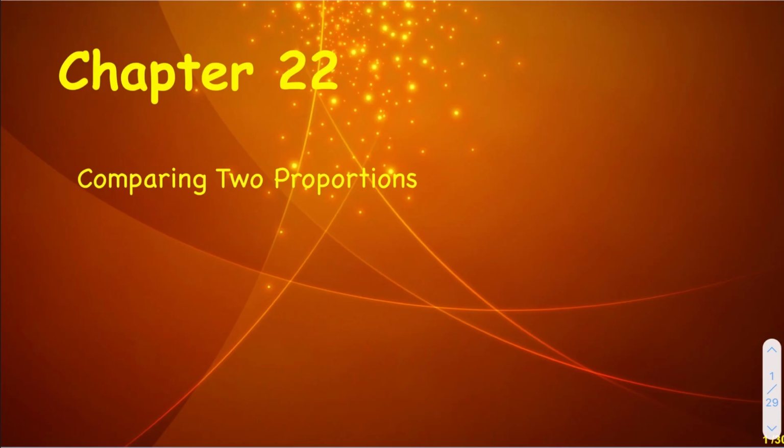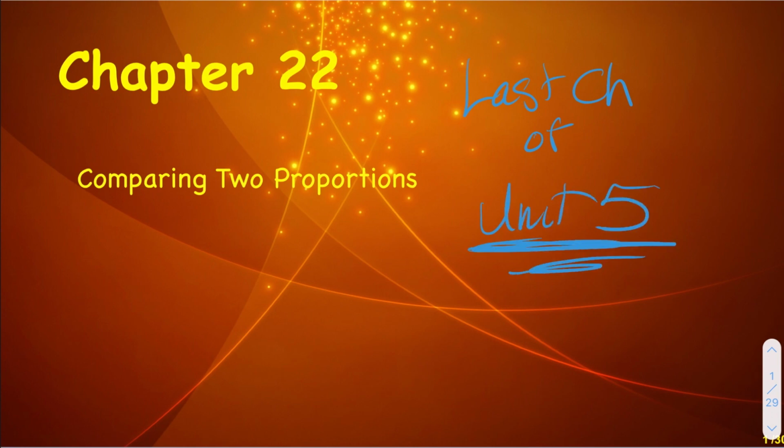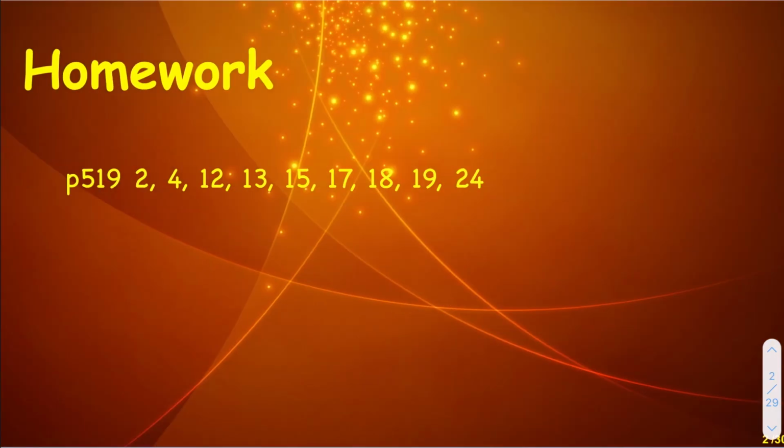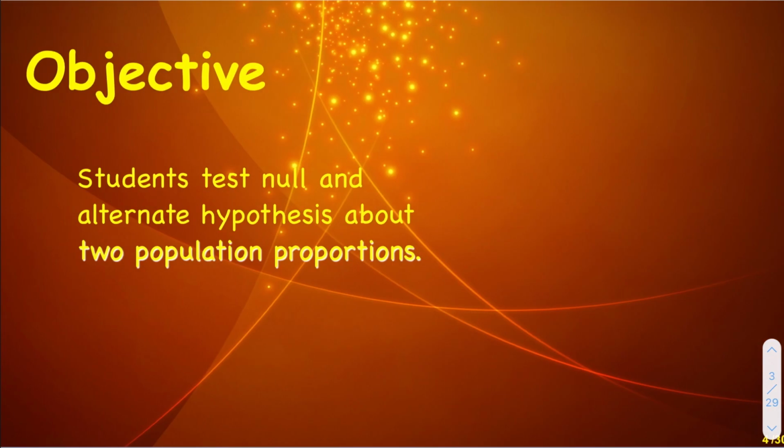All right, Falcons, we are in chapter 22. This is the last chapter of Unit 5. So we are going to put together a lot of what we know, and we have one more time just a little bit of homework to do. With our objective for this chapter being students test null and alternate hypothesis about two proportions.